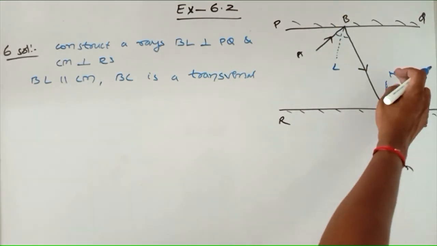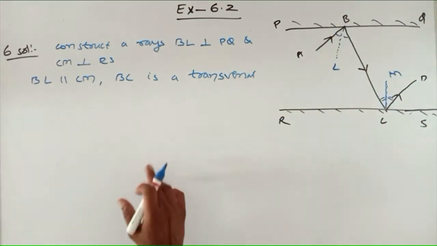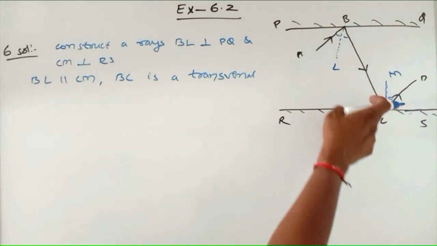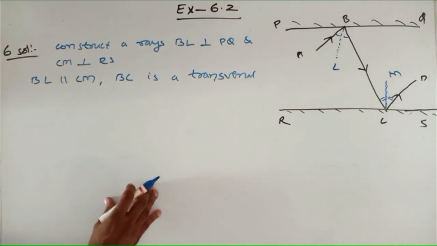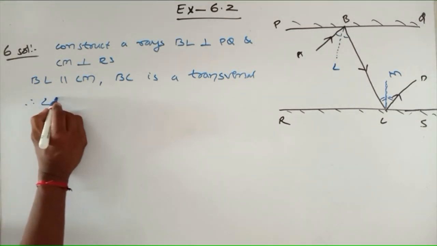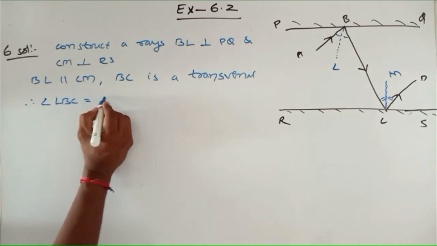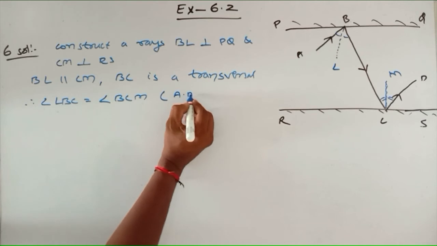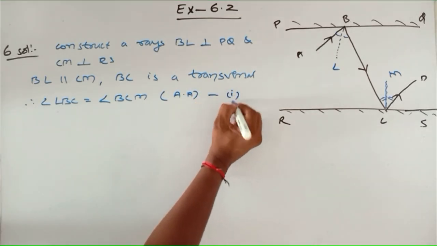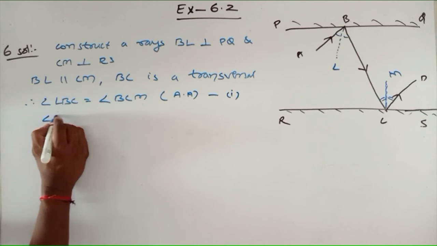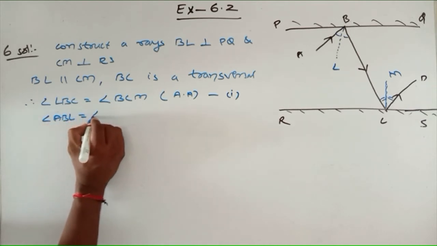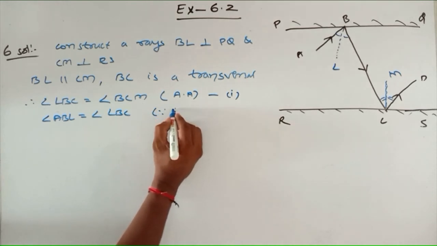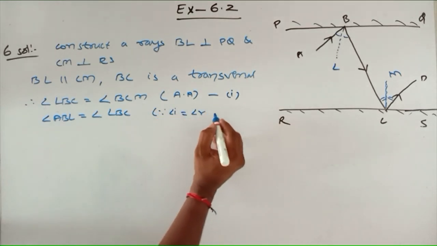Okay, it is 90 degrees, then automatically these two are parallel lines, and BC is a transversal. Here I am thinking BL is parallel to CM and BC is a transversal. Therefore angle LBC is equal to angle BCM. These are alternate angles. This one I am taking as the first equation, and in the same way angle ABL is equal to angle LBC, since angle of incidence is equal to angle of reflection.